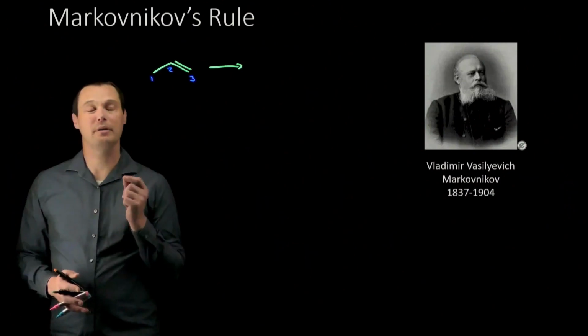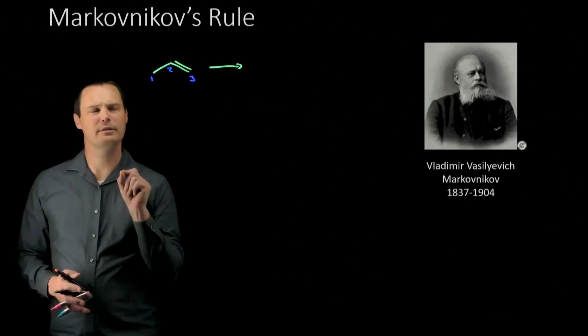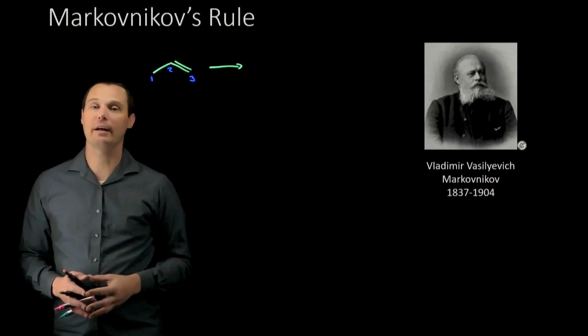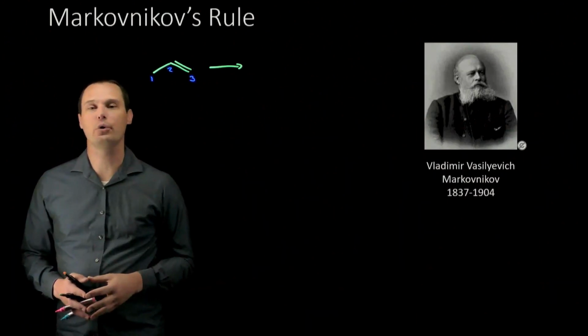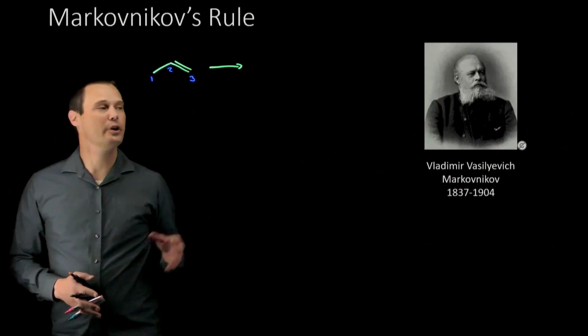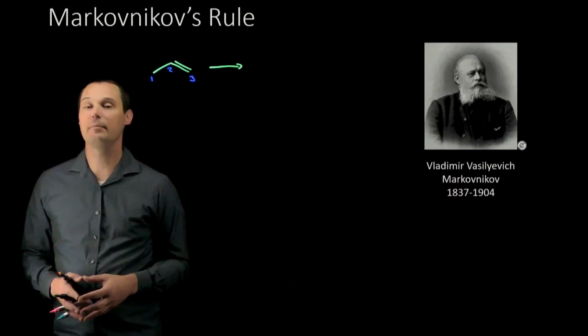Markovnikov's rule is probably the most important principle that underpins just about every reaction in the alkene and alkynes chapter. We have to understand what Markovnikov's rule says if we want to be true OChem ninjas. Markovnikov's rule was first described by Russian chemist Vladimir Markovnikov in the middle of the 1800s.